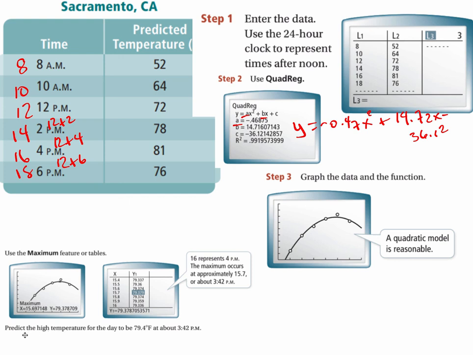So it turns out that the predicted high temperature for the day is going to be about 79.4 degrees. We are going to round that to 1 decimal at about 3:42.